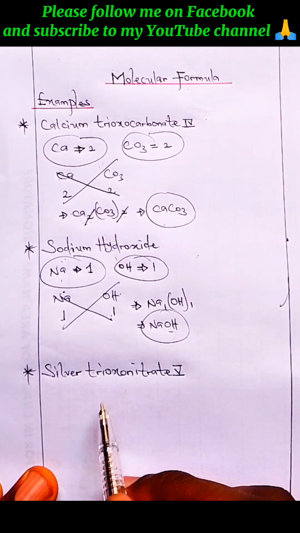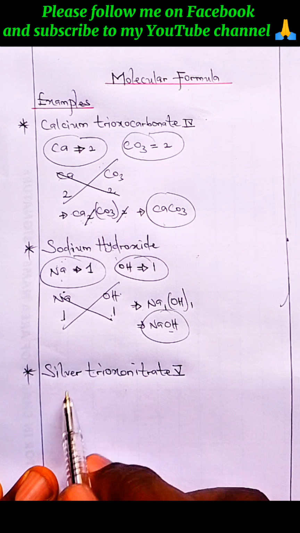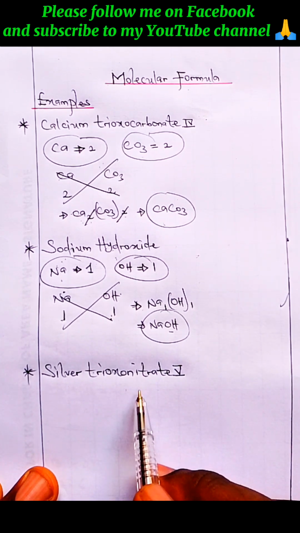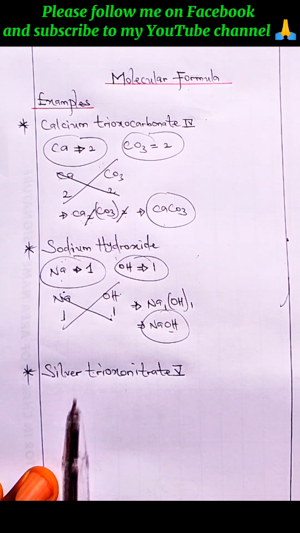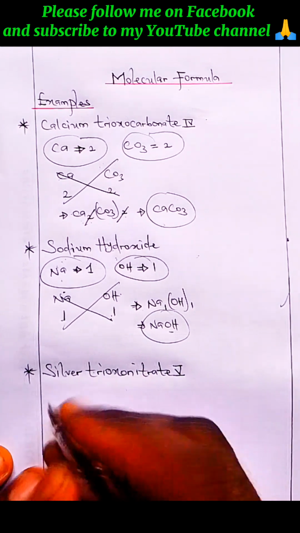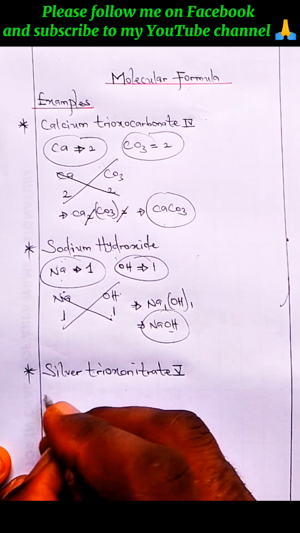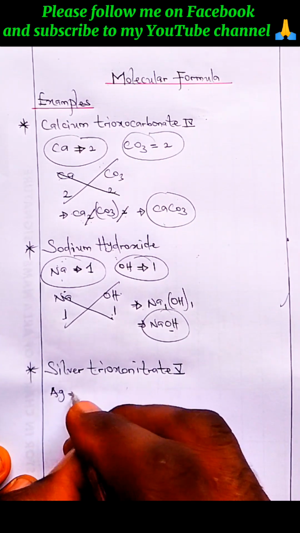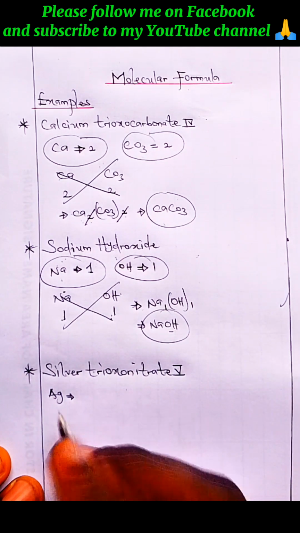Now, how do we write the molecular formula for this chemical compound, silver trioxynitrate 5? Sometimes we call it silver nitrate. The same thing we've done in the first two questions, we're going to use the same method. So silver first. Silver is argentum. Silver, argentum, is Ag. That's a Latin name for silver.